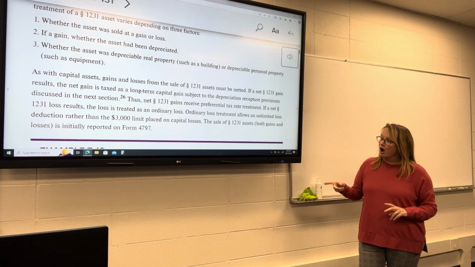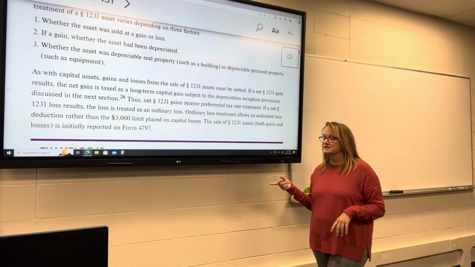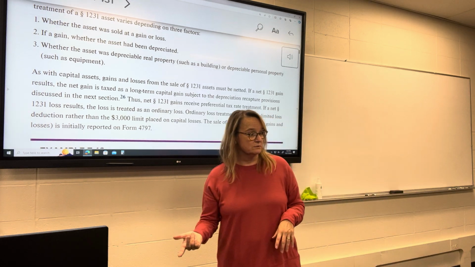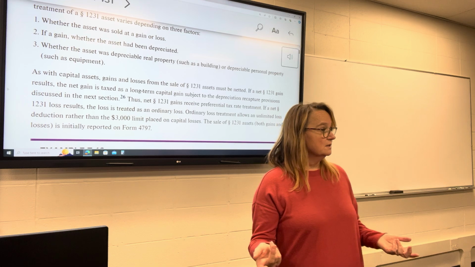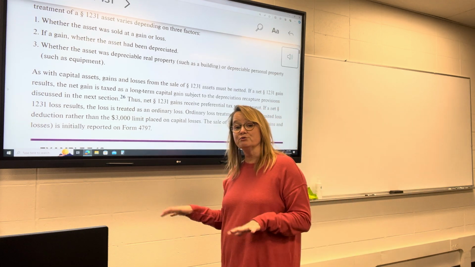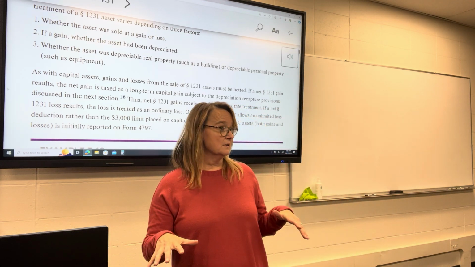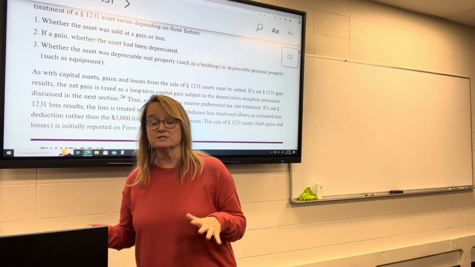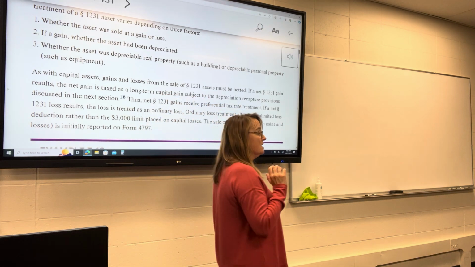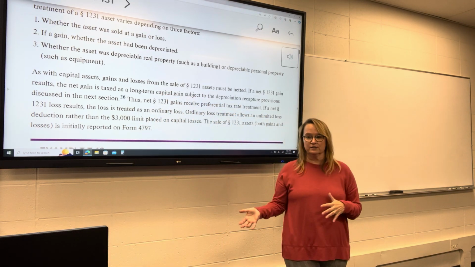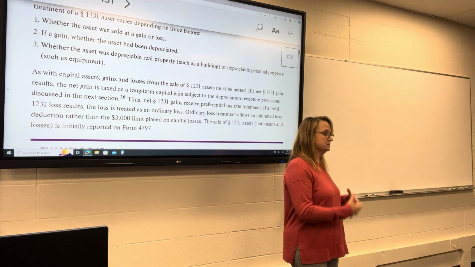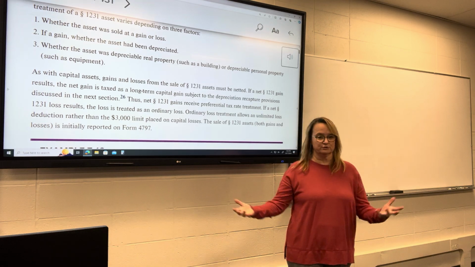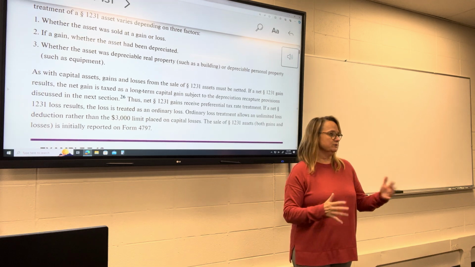If there is a loss, then that loss is treated as an ordinary loss, which is kind of nice because it offsets ordinary income, and there's no $3,000 limit on that. With capital gains, remember those losses were limited to offsetting $3,000 of other income, wages, interest, dividends, and all that other stuff. So it would reduce up to $3,000.